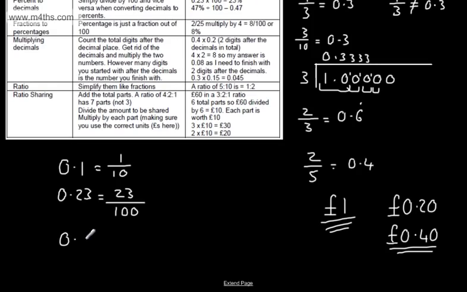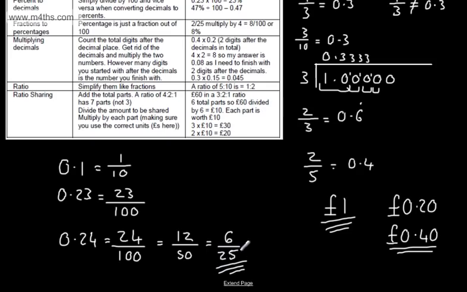So for example, 0.24, I've got 24 100ths. Now, if I didn't spot how I could do this, I could half it to begin with. That would give me 12 over 50. I can half that again, and that would give me 6 over 25. So in its simplest form.